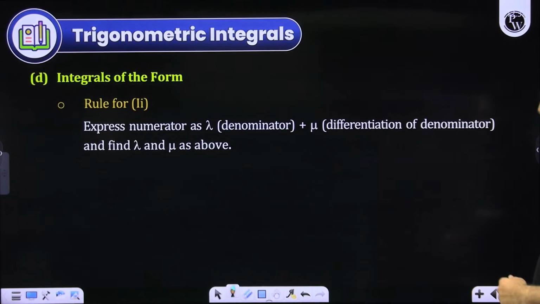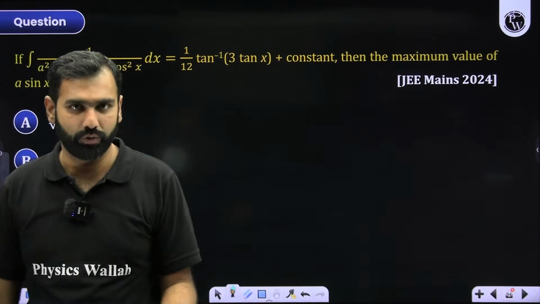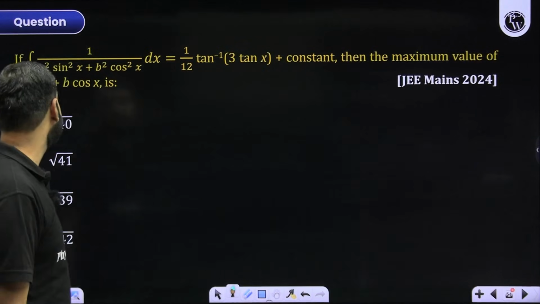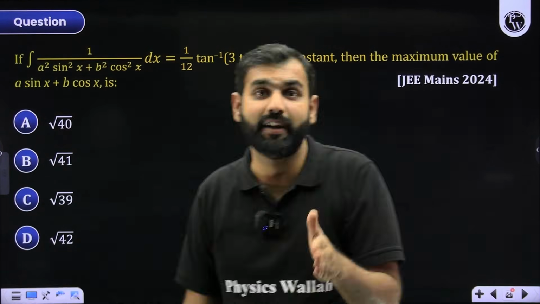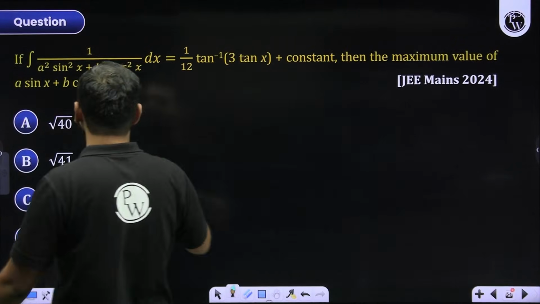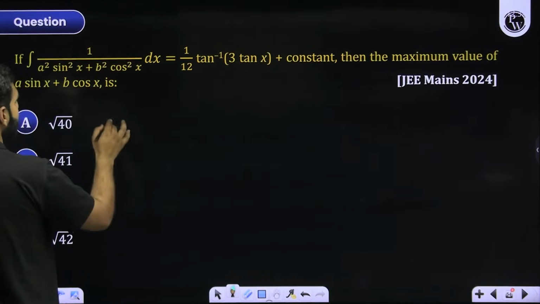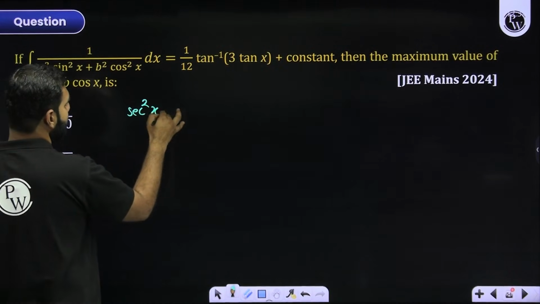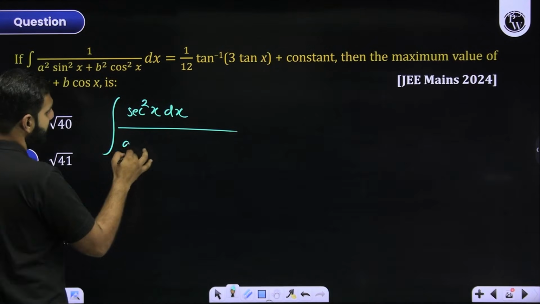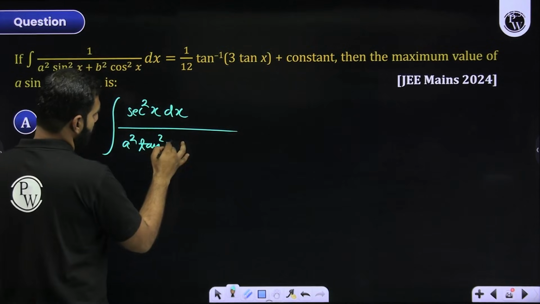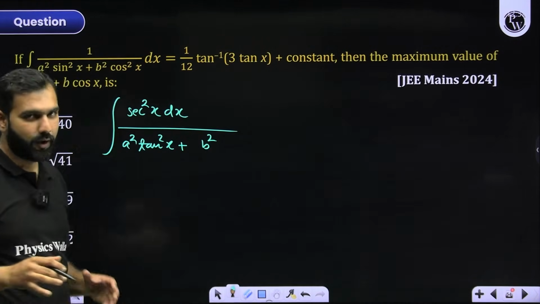Now from here, I hope we can go ahead with the next part where we see a question based on exactly what we have been doing so far. So let's try and solve this question. It says 1 upon a square sin square x plus b square cos square x. This is exactly what we have just done a few minutes ago. I'll simply say that divide the numerator and the denominator by cos square x. When you do so, the numerator becomes sec square x dx, and the denominator, sin square x upon cos square x is tan square x. So this is a square tan square x plus, what do we have here? b square cos square x upon cos square x is 1. I hope there is no confusion on that.